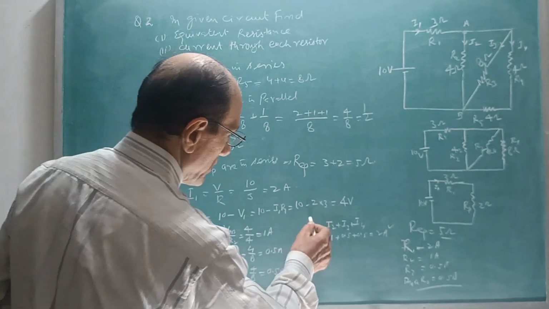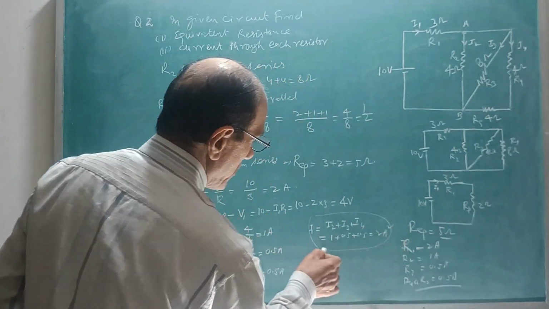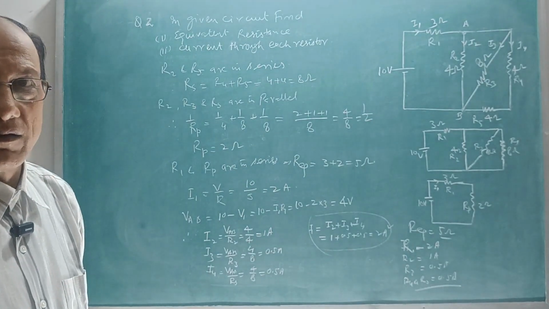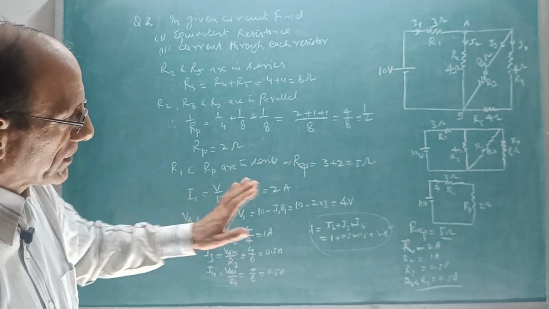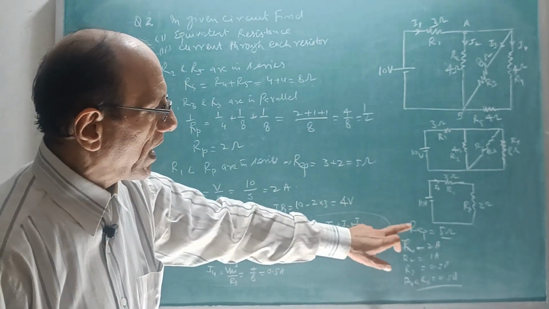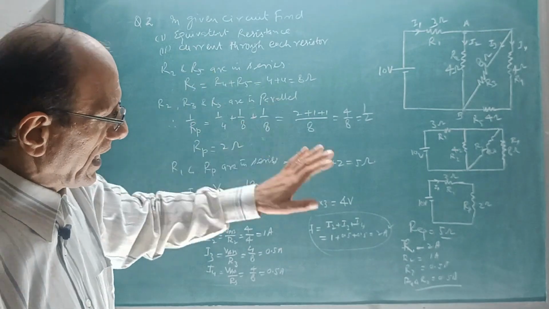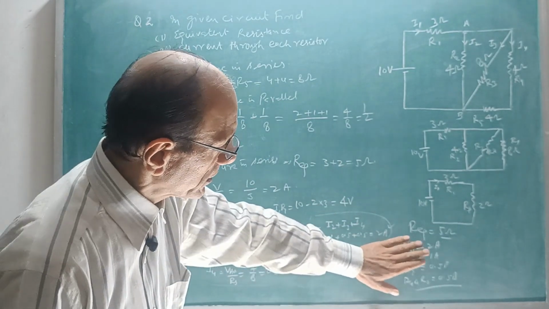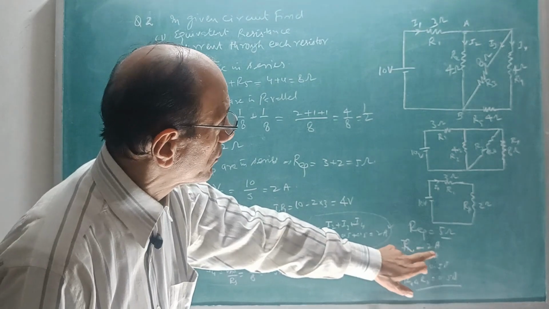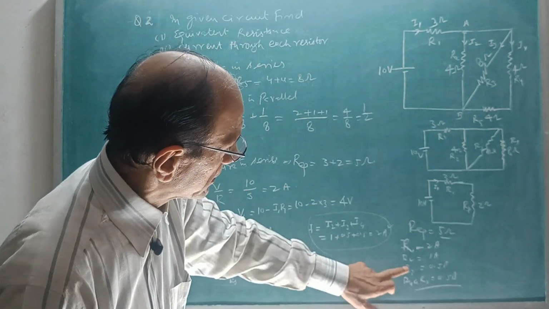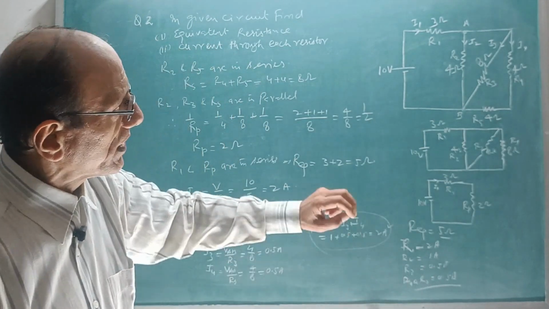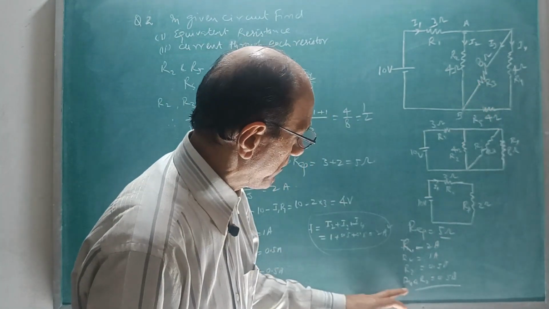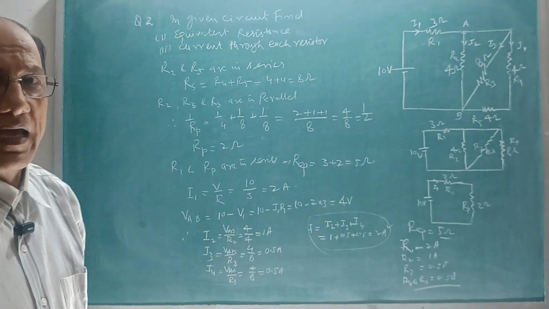And this you can check, to see whether you have committed any mistake. You can check it this way. So the final answer is R equivalent is 5 ohm, and the current through each resistor: through R1 it is 2 ampere, through R2 it is 1 ampere, through R3 it is 0.5 ampere, and through R4 and R5 it is 0.5 ampere.